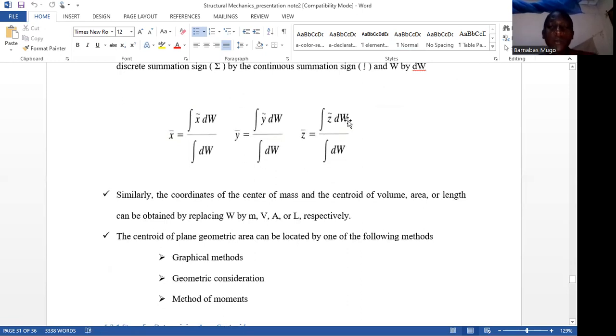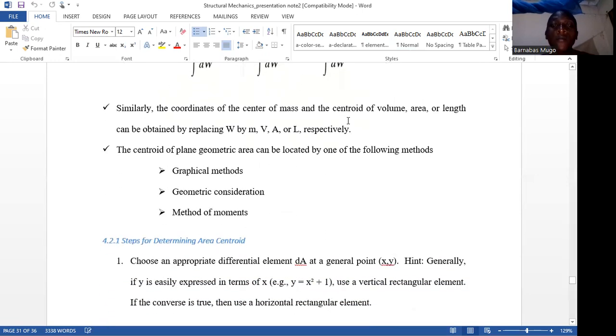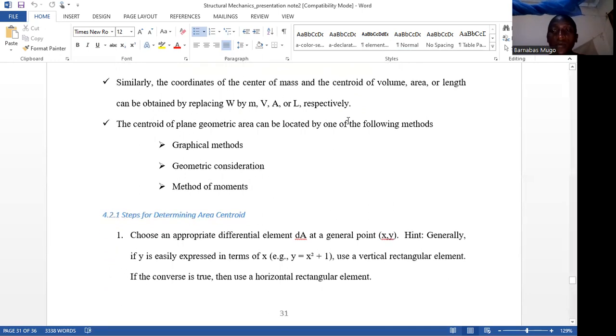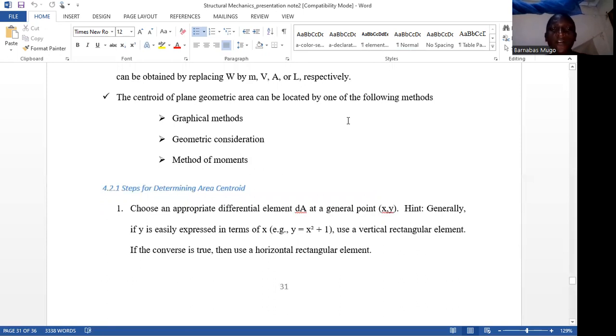So there are three ways upon which we can determine the centroid. One of them is by use of graphical methods. Then we have geometric methods, and then we have the method of moments. Those are the three ways upon which we can determine the centroid of a plane geometric area. And then you are going to do with your lecturers the steps for determining the centroid of an area, because it is not practical for us to do it online.